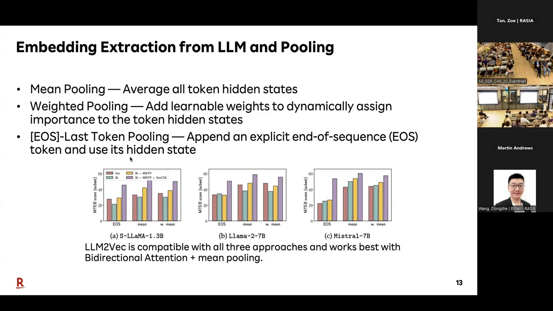And the last one is very interesting. It's called last token pooling, where we append an extra token, EOS, to the end of the sequence. And then we use its hidden state directly. So we don't do mean pooling or weighted pooling. We just use the last token hidden state as our embedding in the end. So as I mentioned, as a result, this LLM2Vec paper concludes that although it can be compatible with all 3 methods, it works best with bidirectional attention plus mean pooling, the first pooling method.